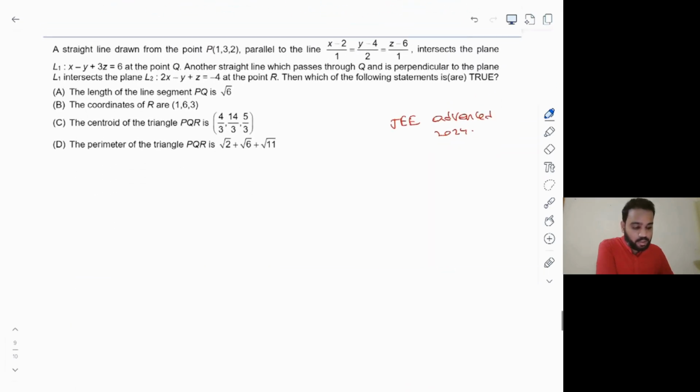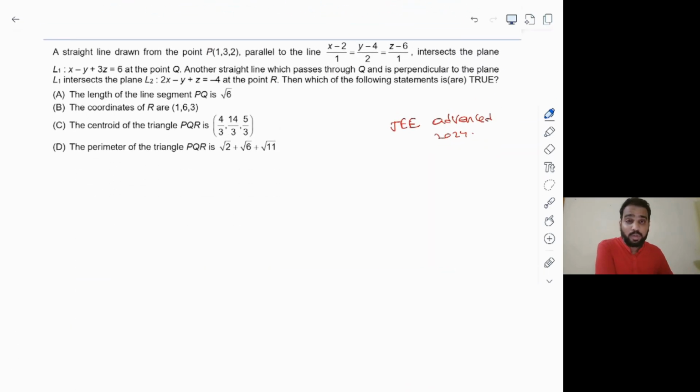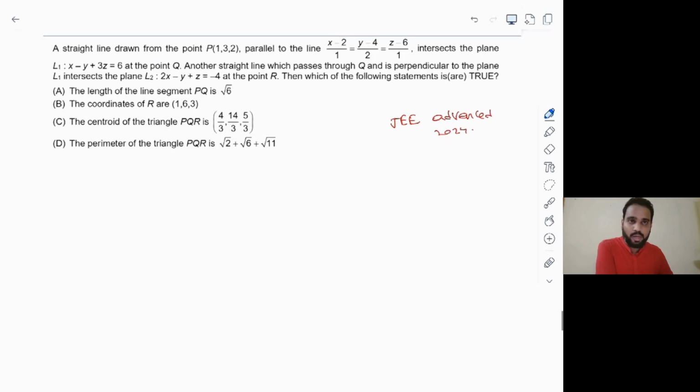Look at this one. This is a JEE Advanced 2024 question. As you can see, it is a lengthy question definitely. That's why I told you we need a lot of concepts to solve a JEE Advanced planes-based question. Let's read the question very carefully.